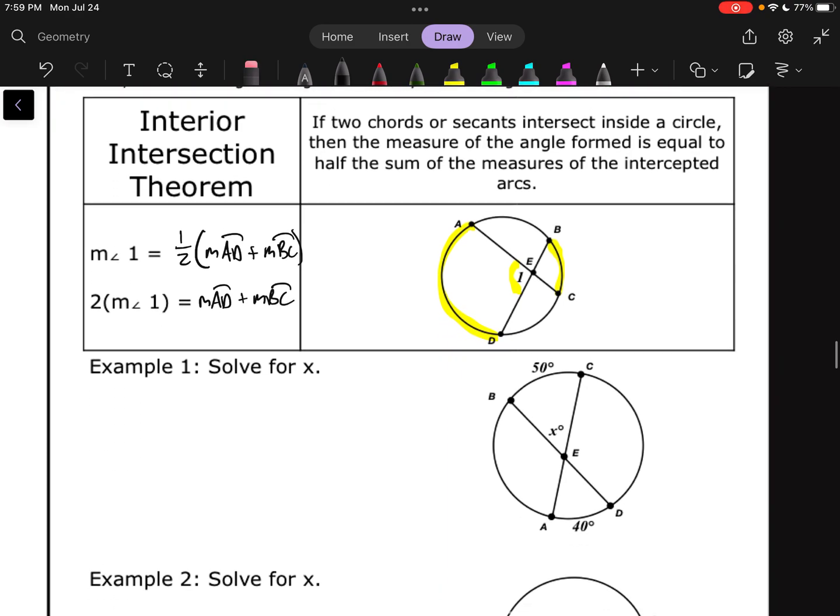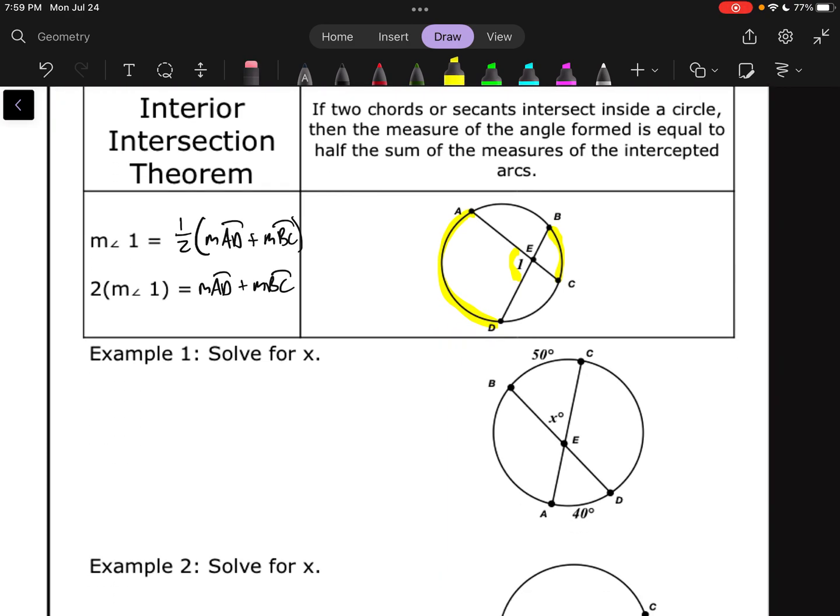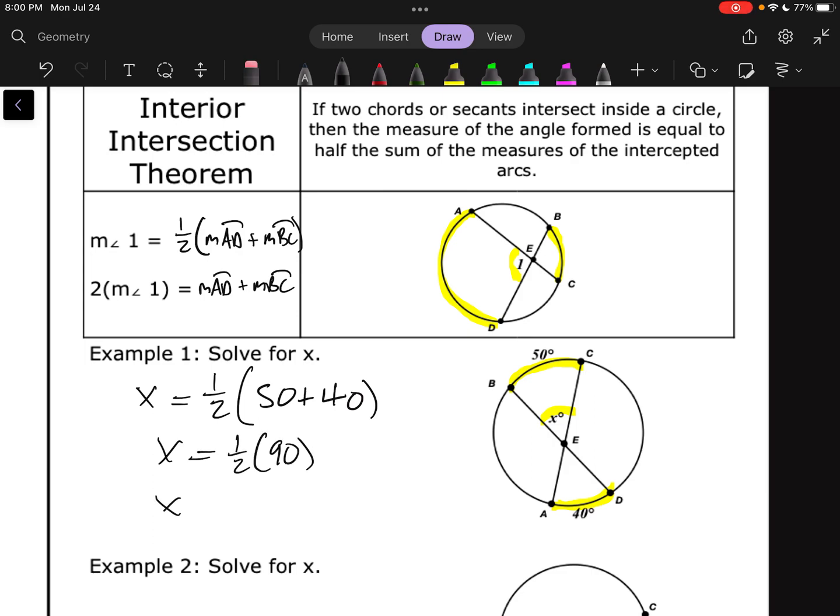So let's give it a shot here on example 1. We've got our X right there. So that should be half the sum of this arc plus this arc. So X is equal to 1/2 of 50 plus 40. 50 plus 40 is 90. So X should be 45.